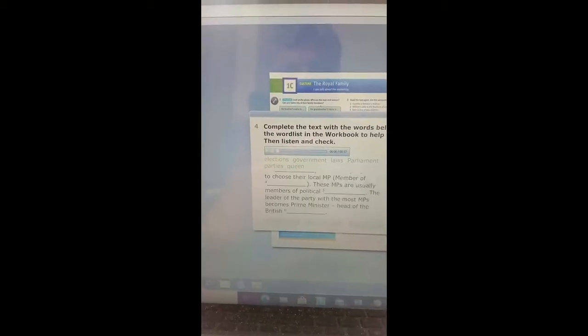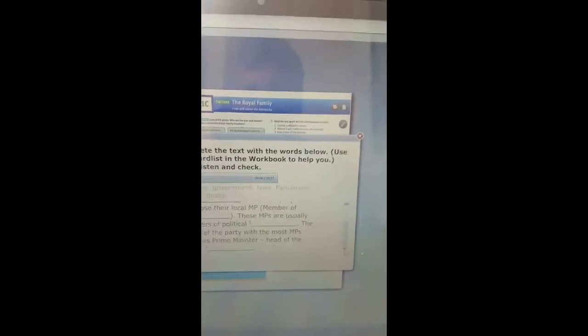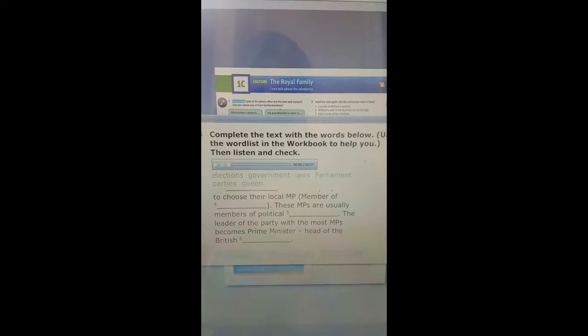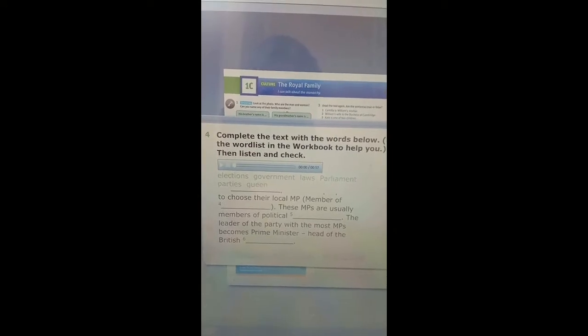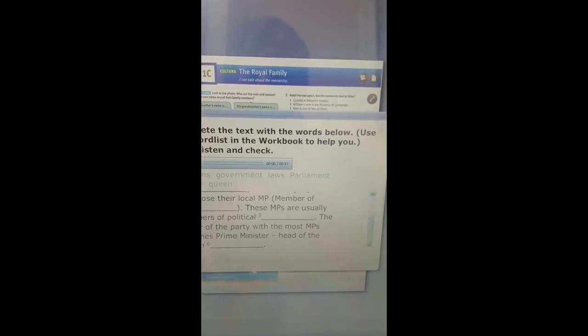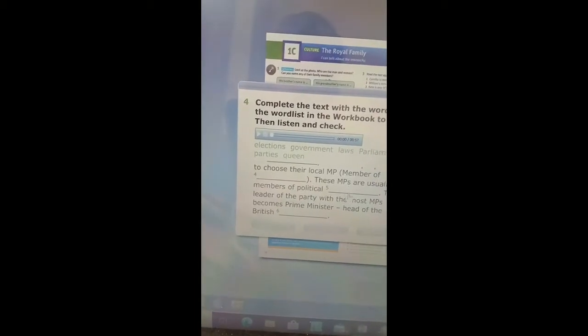So the king or queen is actually not allowed in the House of Commons because a long time ago King Charles tried to go in there and have 5 people arrested and beheaded. So ever since then they forbid the monarch to go in there. But he is allowed, or she is allowed, in the House of Lords.